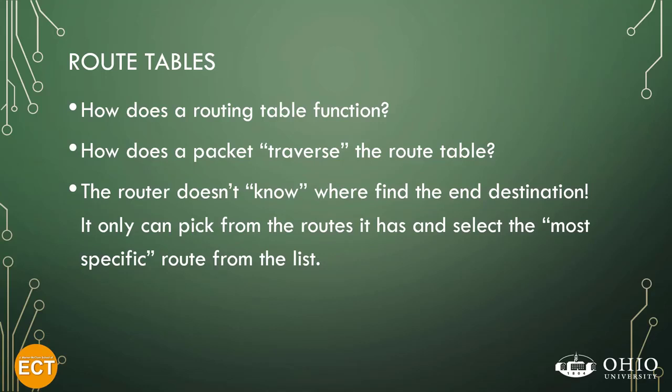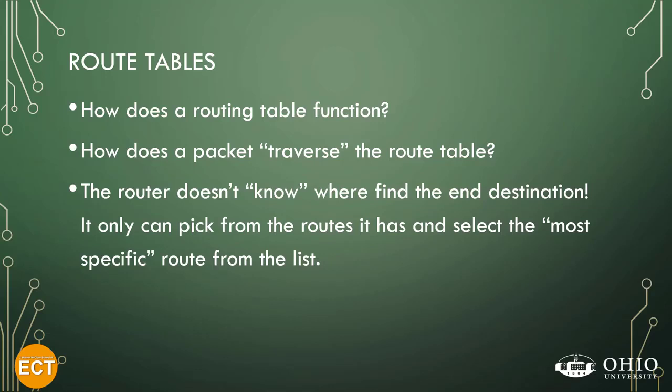Oftentimes, especially when you're standing at a crossroads, like I said, there are a lot of different ways to the same place. Some ways to get there are better than others. So as we traverse the route table, we try to find the, quote, most specific route to a destination. And we'll see that as we go through some of these examples.